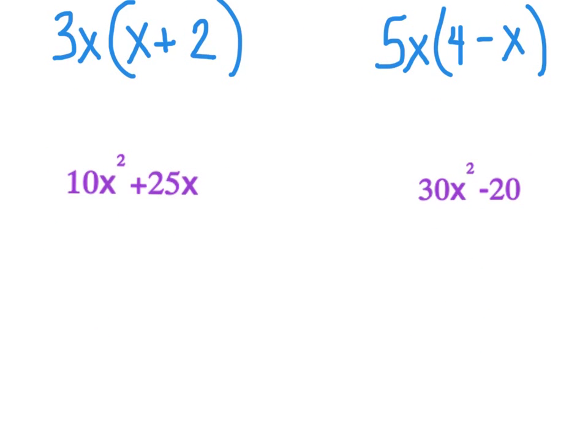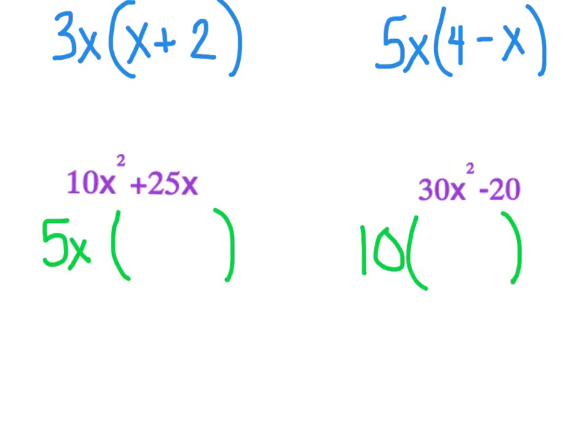So same idea. Why don't you try the next two, pause it, and see if we get the same thing. Good luck. So in this first example, I'm going to pull out a 5 and an x and say this is the same thing as doing 2x plus 5. And again, a quick check. 10x squared plus 25x.